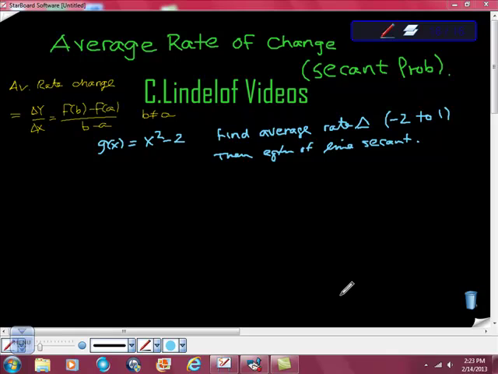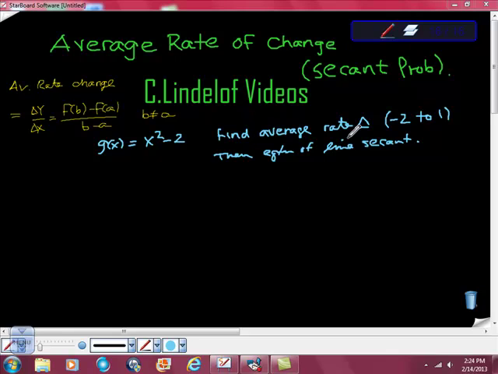Okay, a quick video on average rate of change, the secant problem. Just want you to remember that we talked about this, that the average rate of change can be defined as the change in y over the change in x, or f of b minus f of a over b minus a, where obviously b cannot equal a. So we'll make sense out of that in just a second.